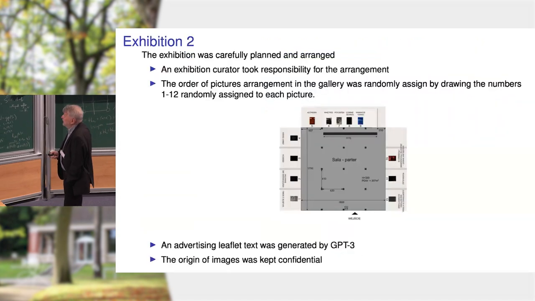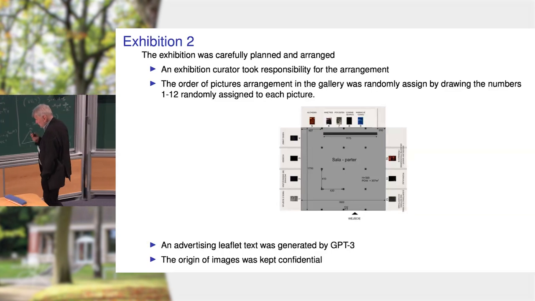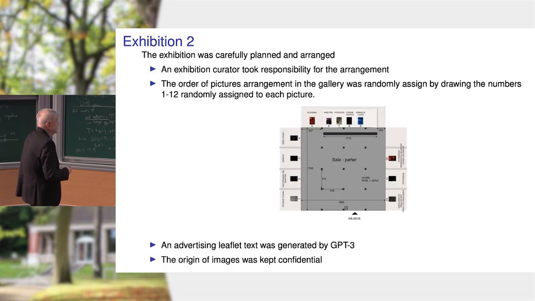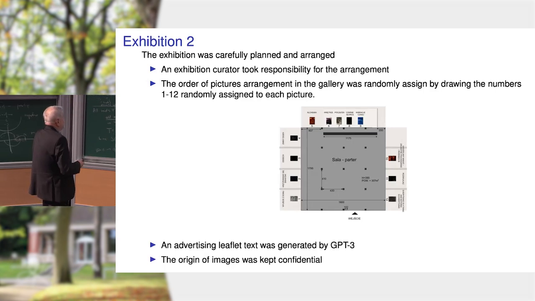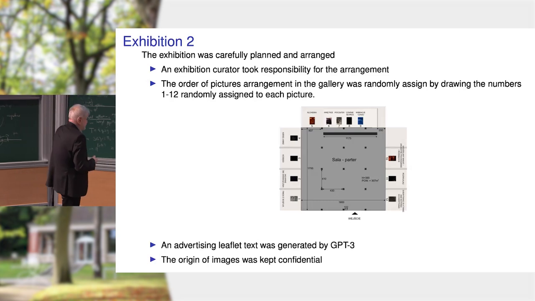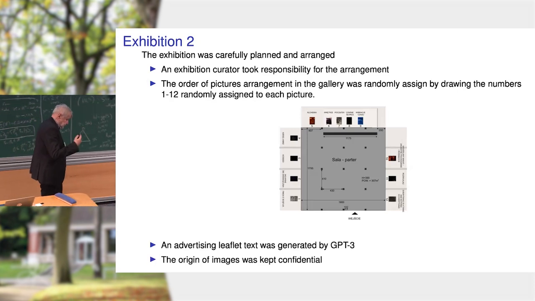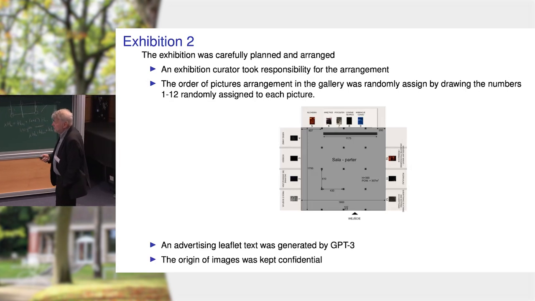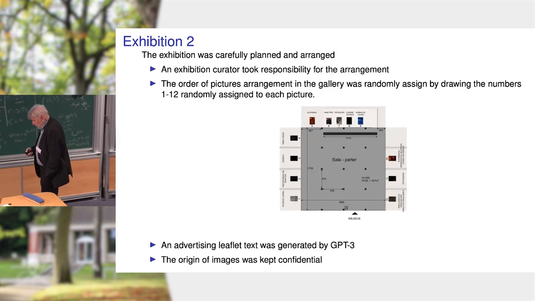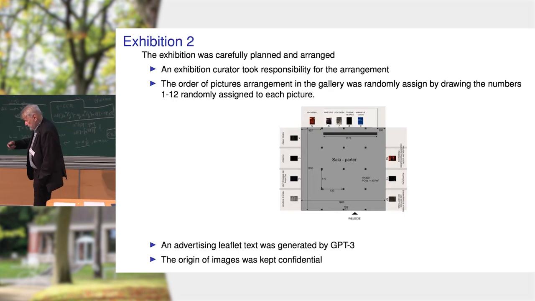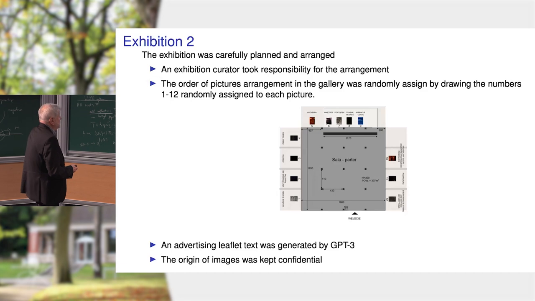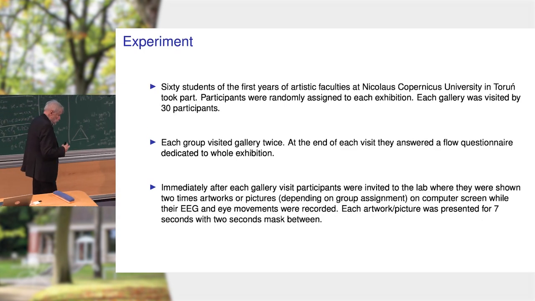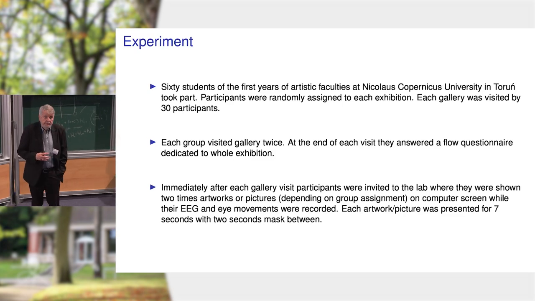Especially that the exhibition, on the same gallery, had randomly distributed pictures with random titles, and as I told you, the advertising leaflet text was also generated by GPT-3. The origin of these images was kept confidential, so nobody knew about our idea, just to avoid any bias. Especially that the real experiment was performed on two groups of students of art in the Academy of Art.